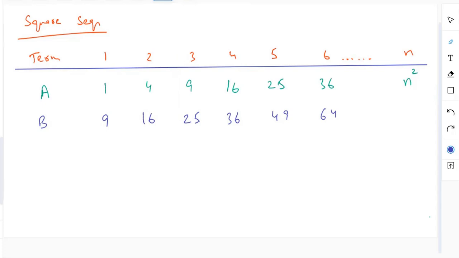हमें यहाँ पे क्या करना पड़ेगा? 1 का स्क्वायर तो 9 नहीं होता. किसका स्क्वायर 9 होता है? 3 का स्क्वायर 9 होता है. So basically जो वैल्यू नीचे है, this is actually 3 square. इसी तरह अगली वैल्यू क्या है? This is actually 4 square. This is 5 square. This is 6 square. This is 7 square. This is 8 square.